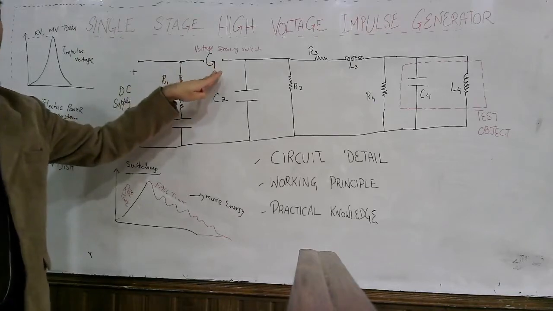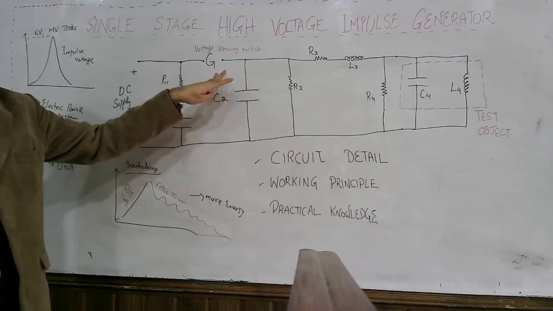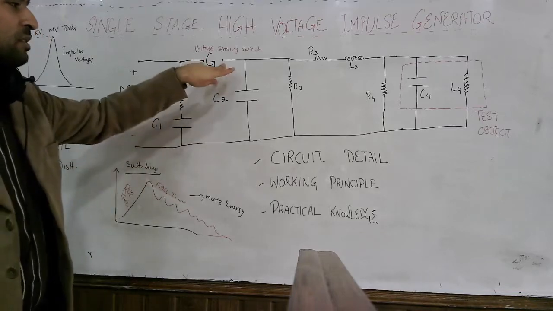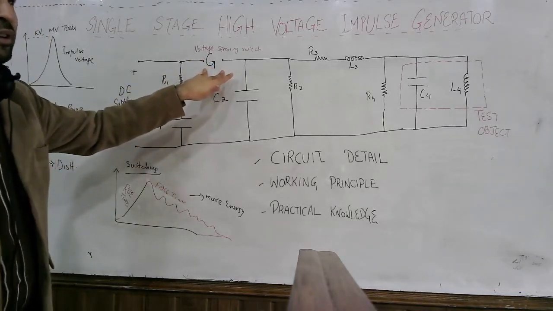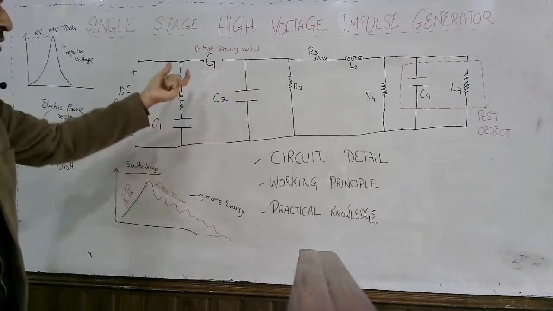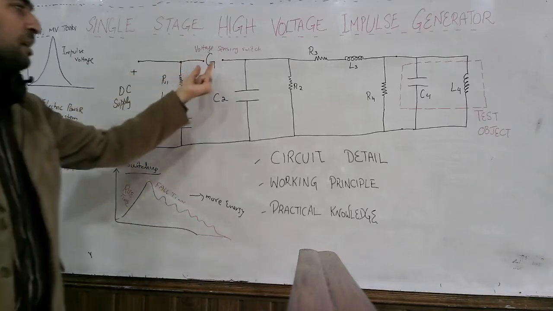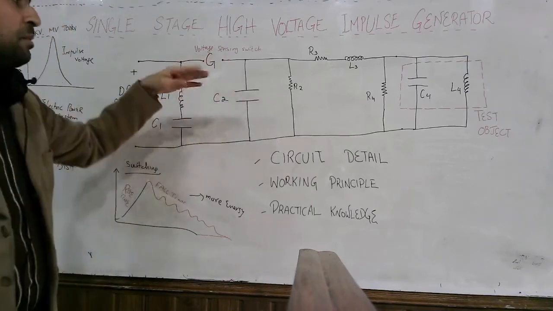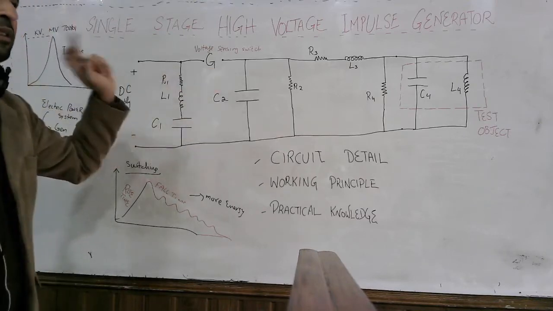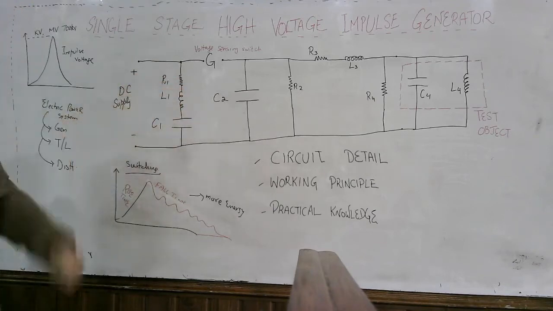So this spark gap is like a voltage sensing switch, a type of switch which will turn on when the voltage across the gap is more than the breakdown voltage of the set parameter. You adjust this spark gap so that whenever the voltage is higher, the spark gap will break down and conduct. The spark gap will only conduct when there is sufficient charge stored here.